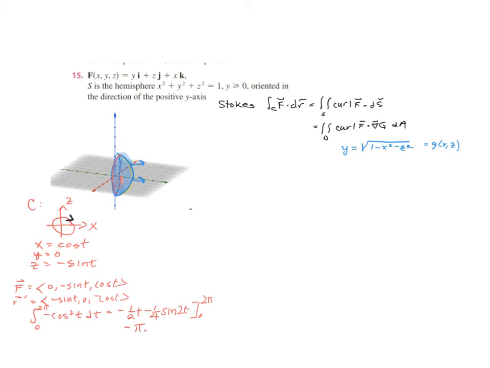So what do we need? We need the curl and we need the gradient of g. So to get the gradient of g, first we have to see what capital G is. We get everything on one side. And this is what we call capital G. So the gradient of this is going to be x over the square root of 1 minus x squared minus z squared. Partial with respect to y is 1. Partial with respect to z is z over radical 1 minus x squared minus z squared.